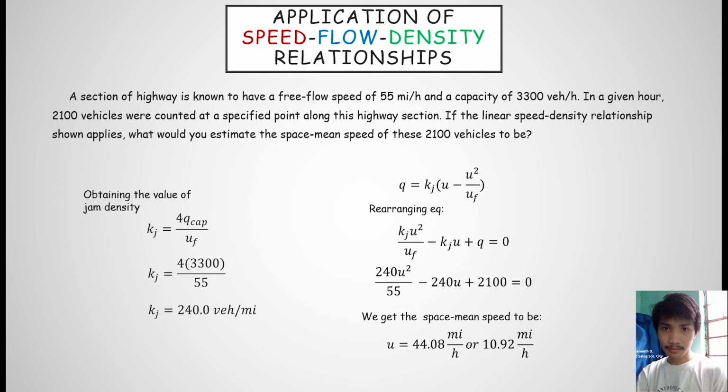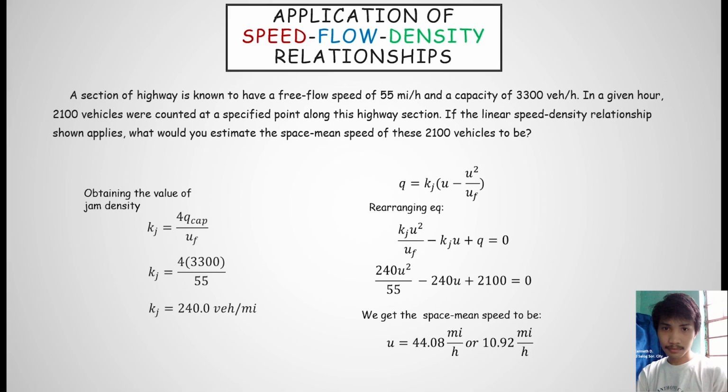where substituting the values of 3,300 for maximum flow and the free flow to be 55, we can get the jam density, 240 vehicles per mile. Using the equation for the speed flow model, rearrange the equation to obtain a quadratic equation. Then substituting the values 240 for jam density, 55 for free flow, jam density again 240, and the flow rate to be 2100, and using the quadratic formula or a calculator, we can get 44.08 miles per hour or 10.92 miles per hour, which are both feasible on a highway.